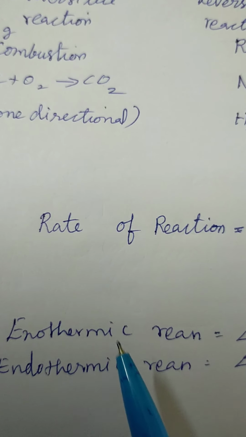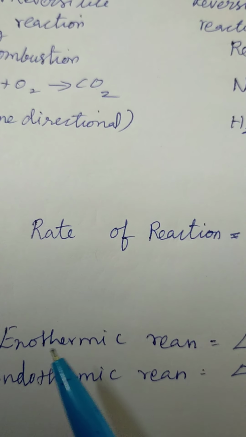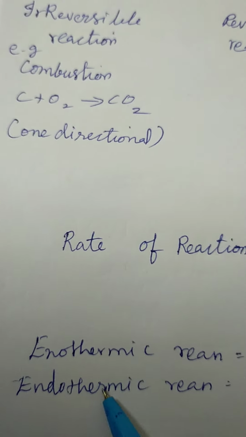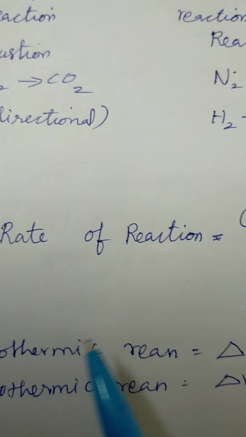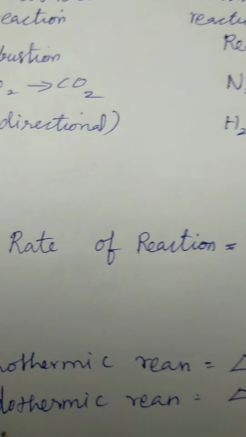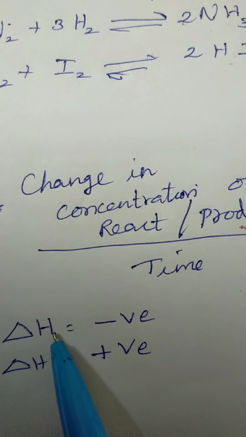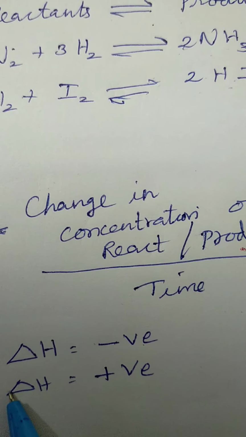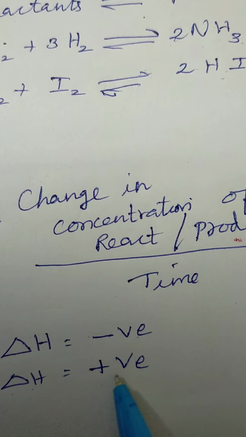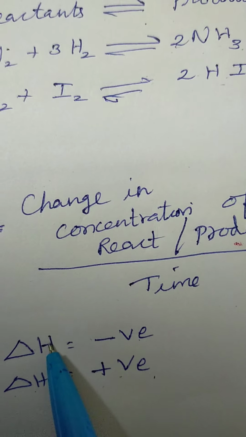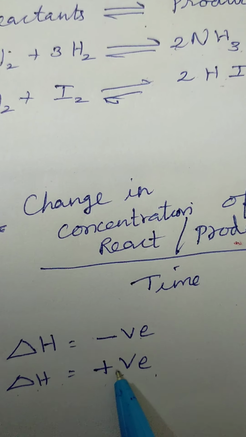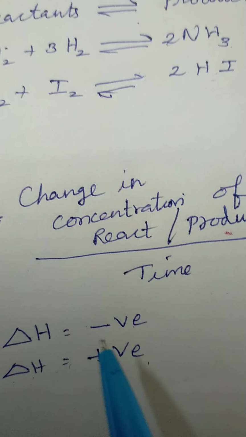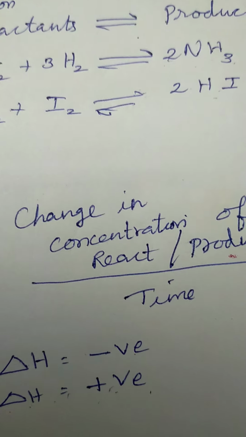You know that the evolution of heat shows the exothermic reaction and endothermic reaction. During an exothermic reaction heat is evolved, during an endothermic reaction heat is absorbed. So the enthalpy of an exothermic reaction is always negative, and the enthalpy of an endothermic reaction is always positive. So delta H is negative, delta H is positive. Already we learned this, recall this, keep this point in your mind while observing the problem.